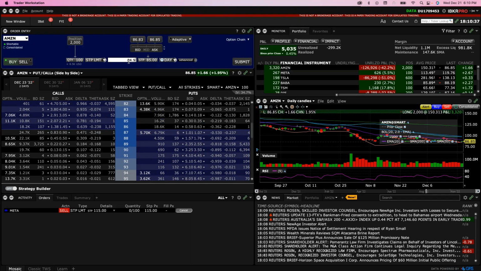$84.90, okay, if the price gets to 85 and your stop order is 85 and it triggers, it's kind of unlikely that the limit of 84.90 is going to get filled right away unless the market keeps moving down.